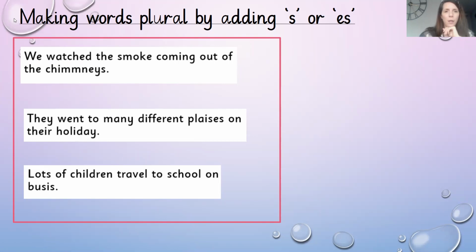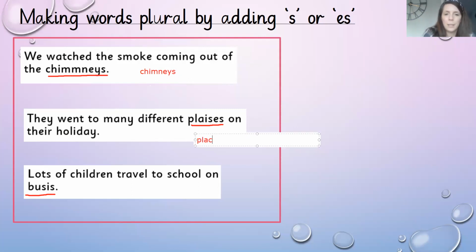Okay, so the first one, the incorrect spelling is chimneys. Okay, they went to many different places on their holiday. So places is spelled incorrectly. And lots of children travel to school on buses. Buses is the incorrect spelling there. So how do we spell chimneys? Let's see. Chimneys has just got one M. And then it's got a vowel before the Y. It's got an E before the Y, so we just add S there.